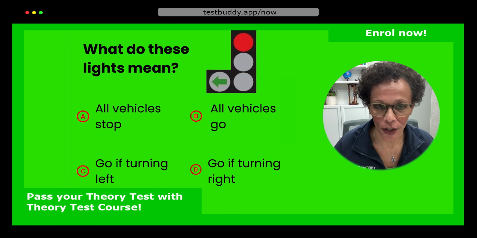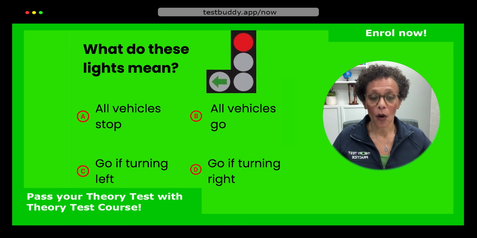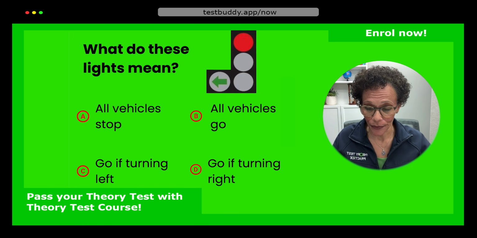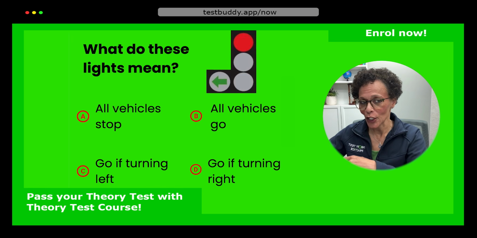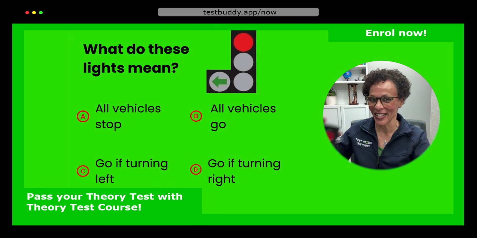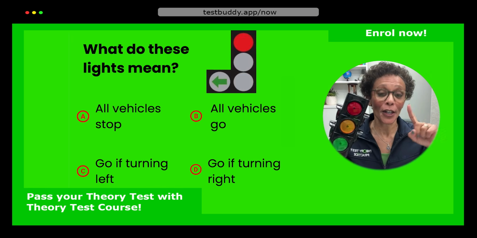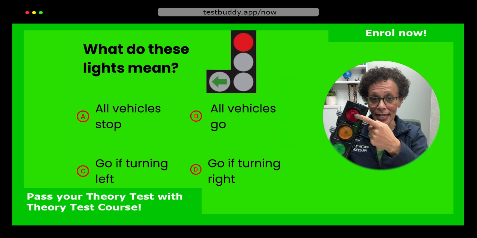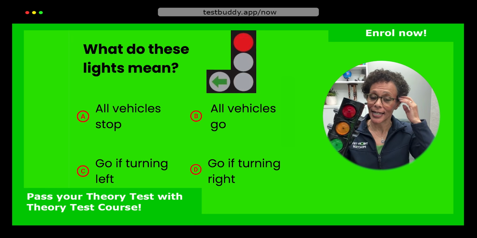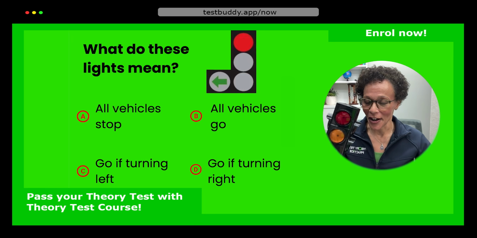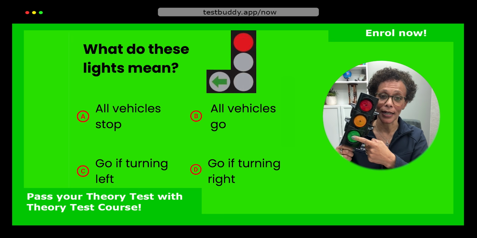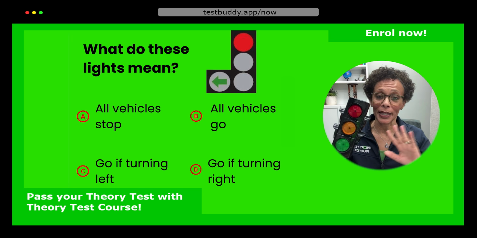Another traffic lights question. What do these lights mean? All vehicles stop, all vehicles go, go if turning left, or go if turning right? Let's go through that traffic light song again and I'll do the second verse with you. Okay, so the first verse is red, red and amber, green, amber, red. Say it out loud, it stays in your head.